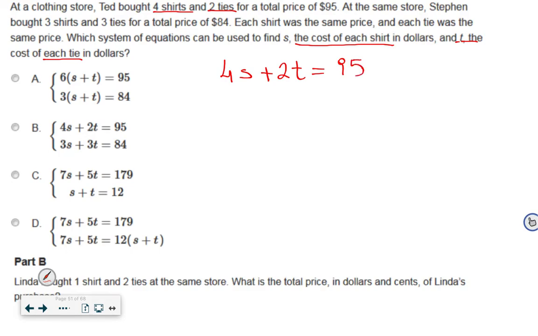Stephen is going to buy 3 shirts, 3 times S plus 3 times T is equal to $84. So these are the system of linear equations. So the answer is going to be B. Continue because we have one more part.